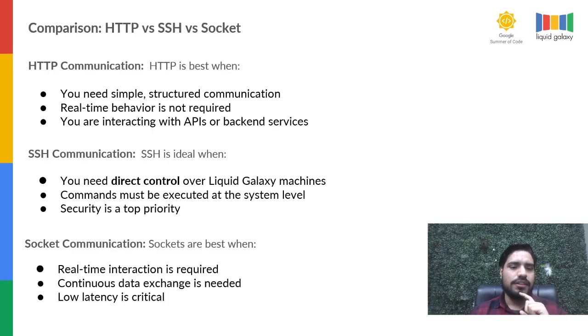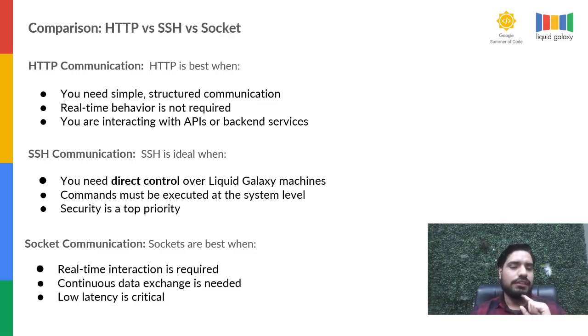Next is SSH communication. With the help of SSH, you get direct control over Liquid Galaxy machines. Commands must be executed at system level. Security is the top priority, meaning SSH encrypts our communication and also provides security. You can get direct control of Liquid Galaxy machines through SSH, and we directly execute commands on that system using SSH communication.